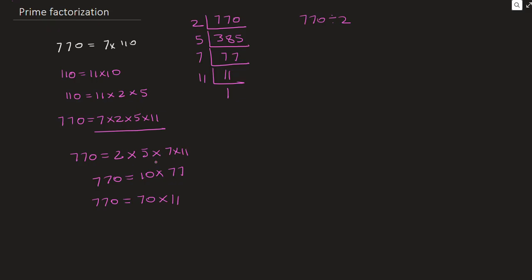But the product of prime factors, I can write in only one way. This is called the fundamental theorem of arithmetic. A number can be written as a product of factors in more than one way, but only one way to write it as a product of prime factors. And this is the fundamental theorem of arithmetic.